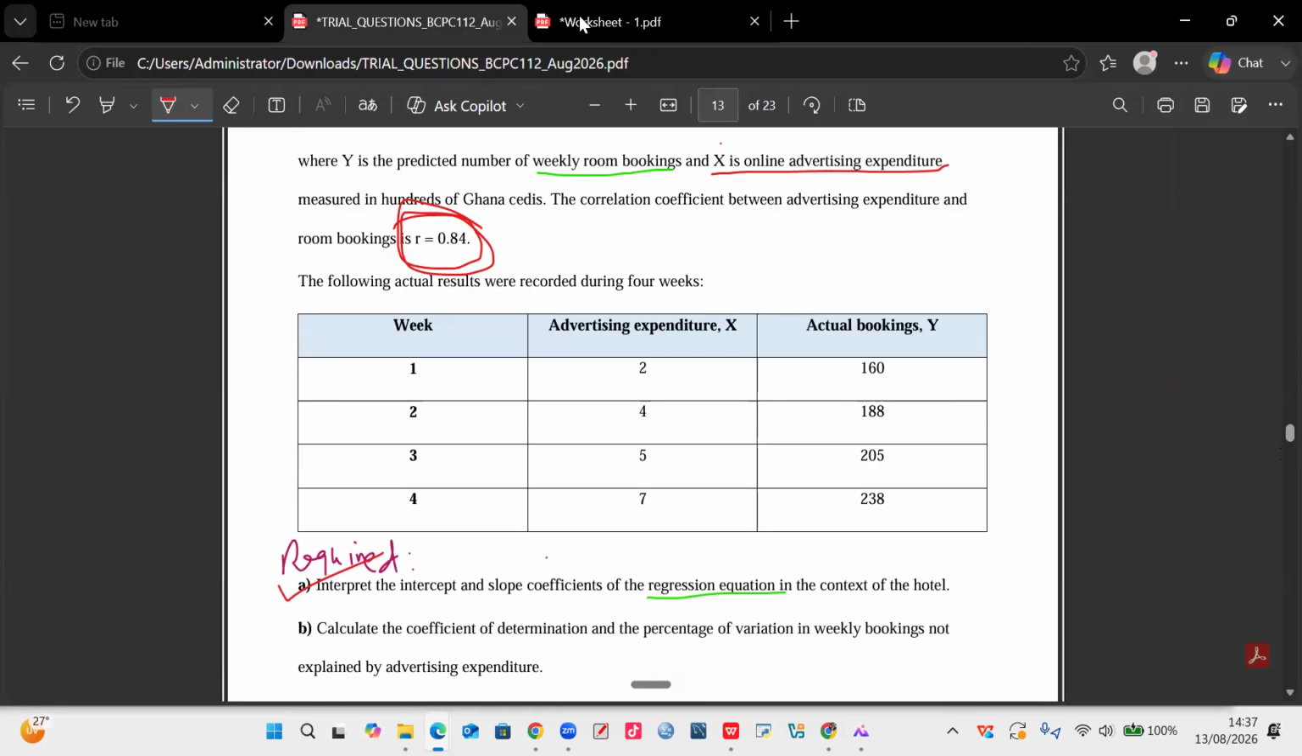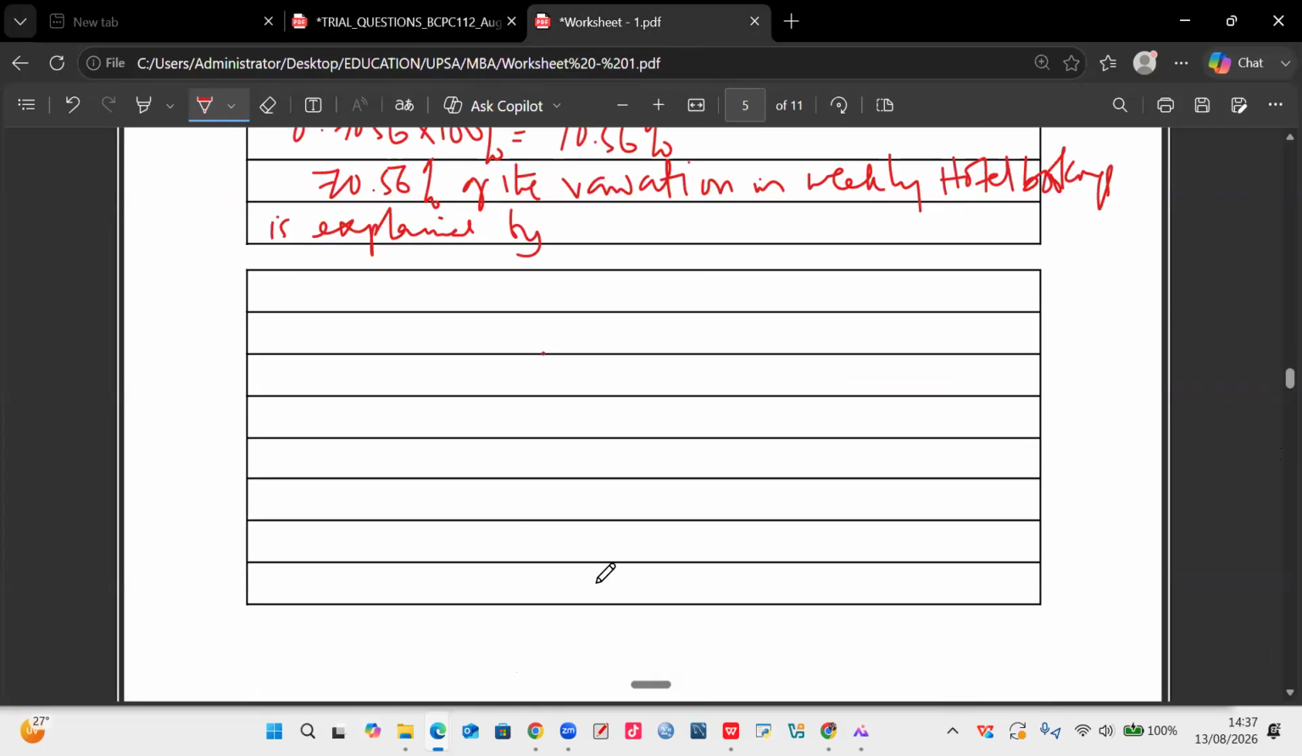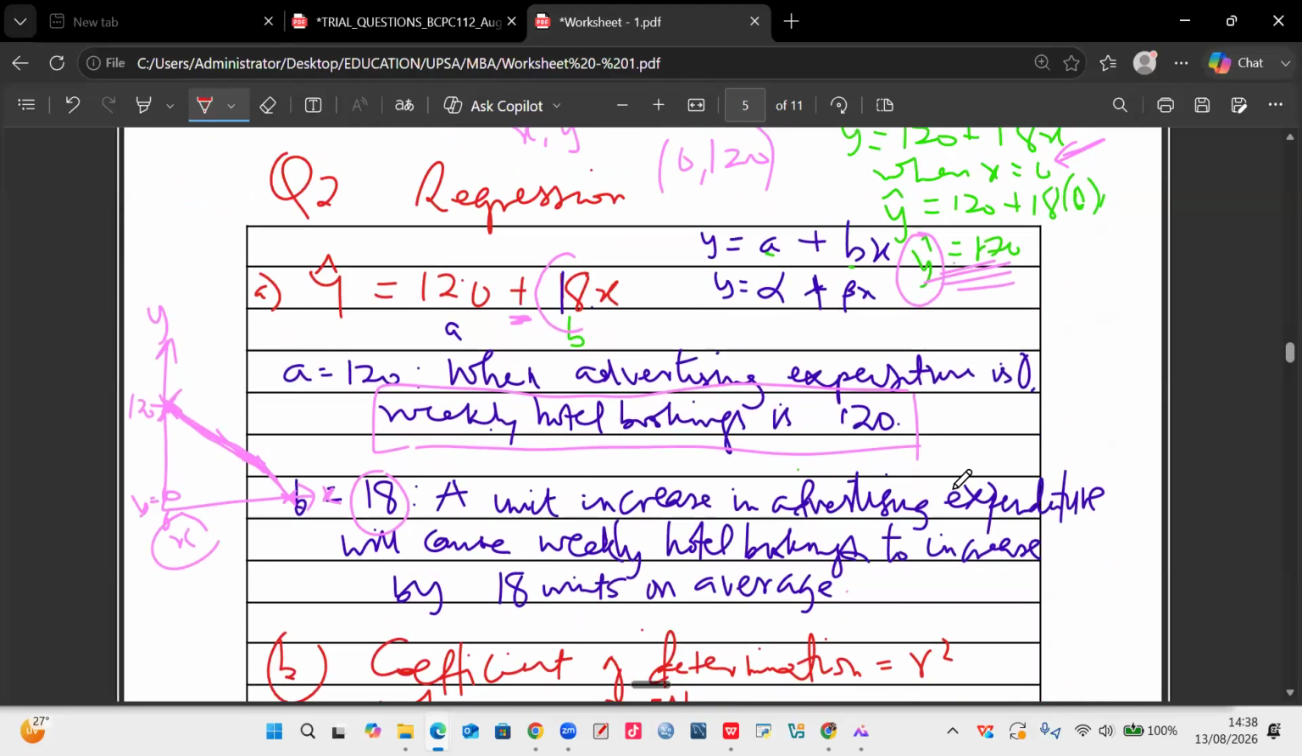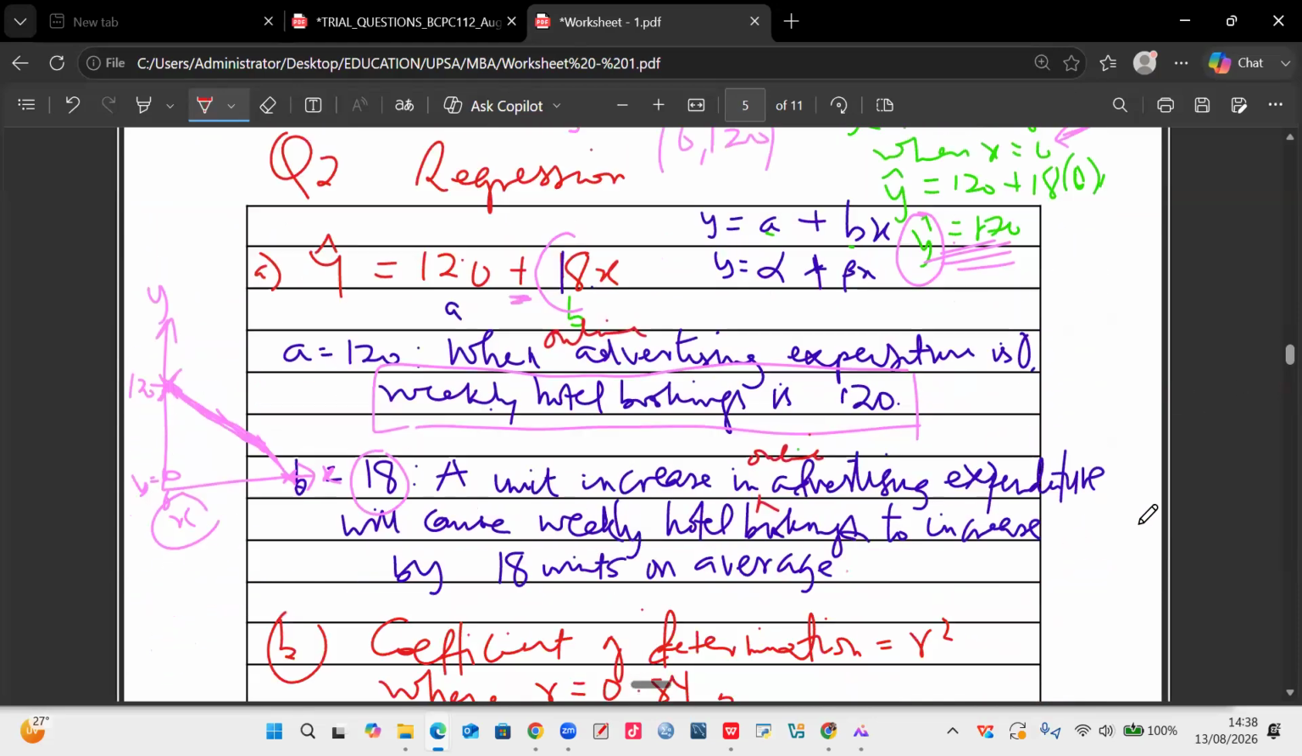They said online, so you have to include the online. Explained by what? Online advertising expenditure. Are you good? Yes. So here, we will add it. A unit increase in online. They said it's online, so you have to include it. Are you good?